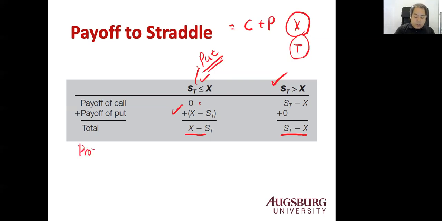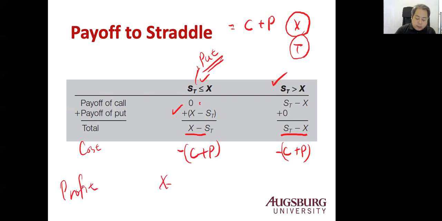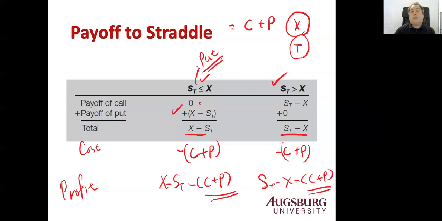Your profit will be now, so your cost is, I'm sorry, you have a call option and you have a put option, right? So the sum of the call and put premium will be your cost. So the profit will be X minus ST minus (C plus P), and ST minus X minus (C plus P). So the cost is both premiums.